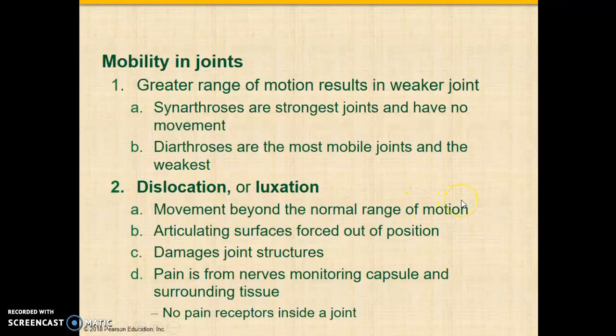So with a synovial joint, which is diarthrotic, there's the greatest range of motion. Therefore, it will be one of the weaker joints. Synarthroses are strong joints because there's no movement, and diarthroses are the most mobile joints and the weakest. Movement beyond the normal range of motion is called a dislocation or luxation. And in this case, the articulating surfaces are forced out of position. These joints can be put back into position, but there's quite a bit of pain.